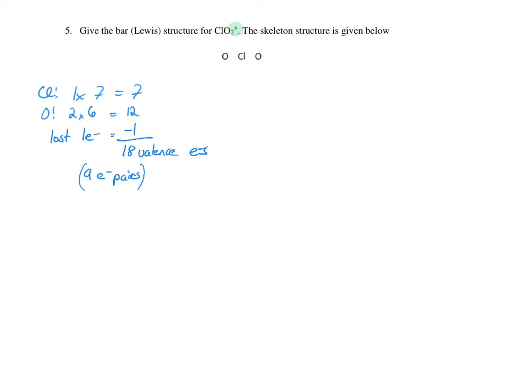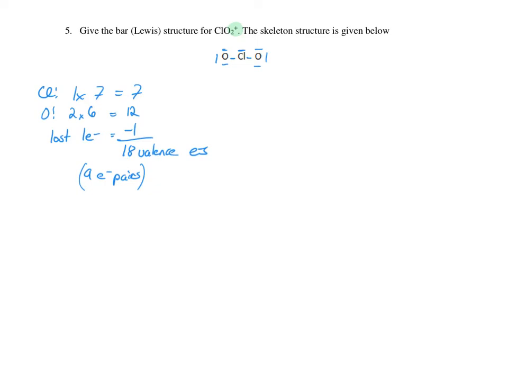The first step is to connect up the atoms. So we're going to connect our atoms. Now we want to complete the octet of our outside atoms. We've used 2 of our 9 electron pairs. So that's 2, 3, 4, 5, 6, 7, 8. Now we've used 8 of our 9 electron pairs. We only have 1 electron pair left to contribute to the octet of the chlorine atom.